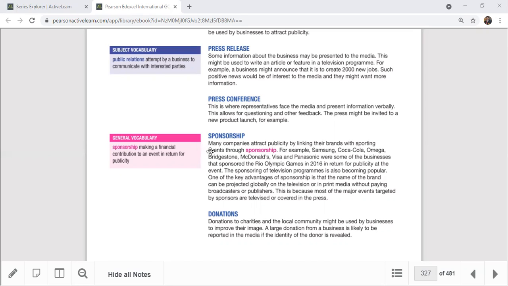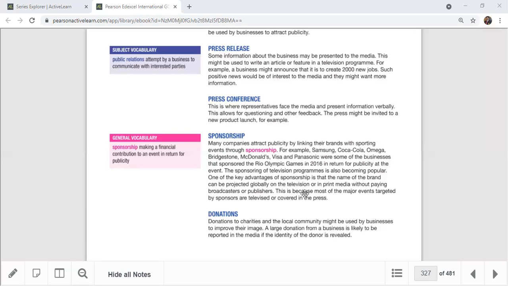Many companies attract publicity by linking their brands with sporting events through sponsorship, like Samsung, Coca-Cola, Omega, Bridgestone, McDonald's, Visa and Panasonic. These are some of the businesses that sponsored the Rio Olympic Games, 2016. You can also see football clubs like Arsenal, Manchester United and FC Barcelona sponsored by Qatar Airways, Rakuten and Nike, even the NBA.